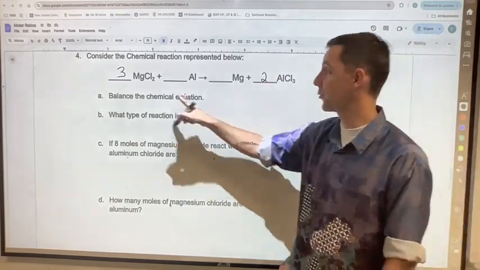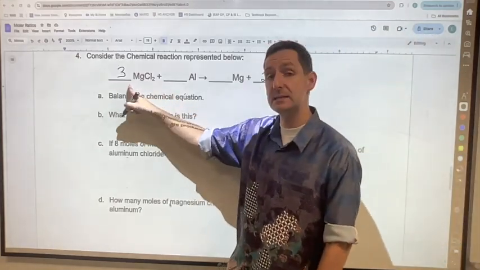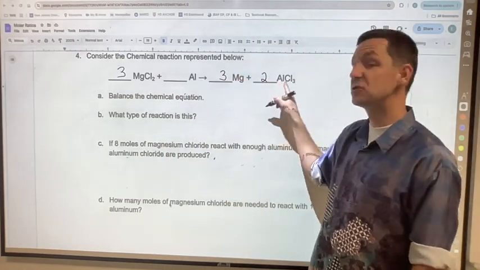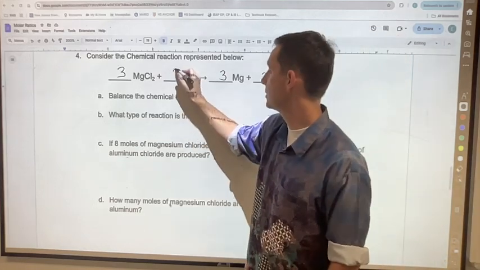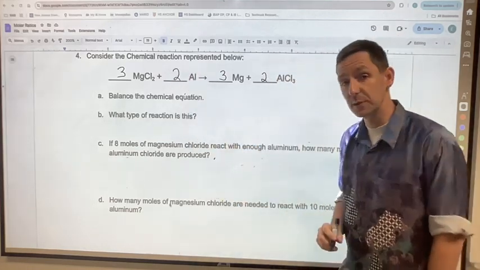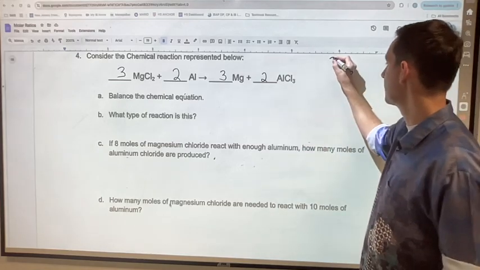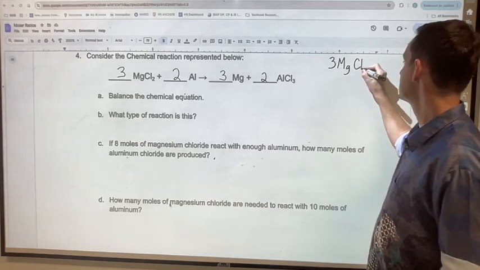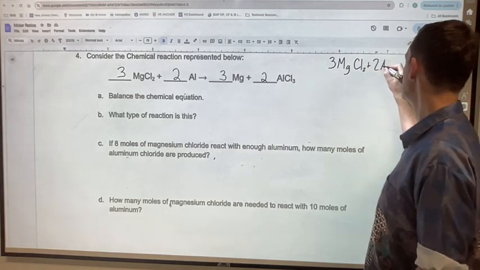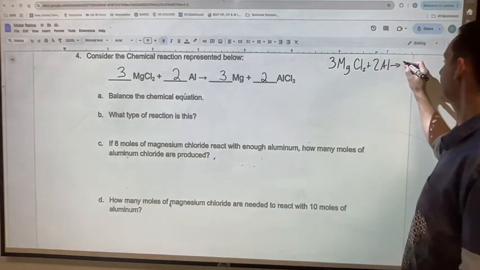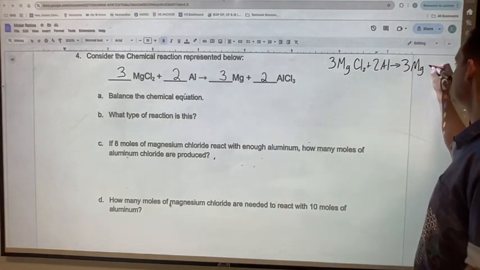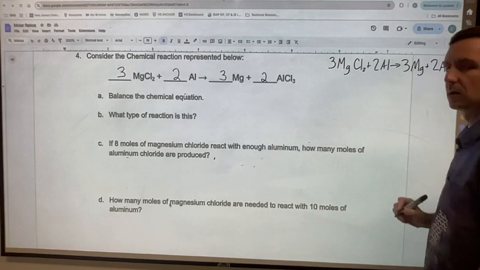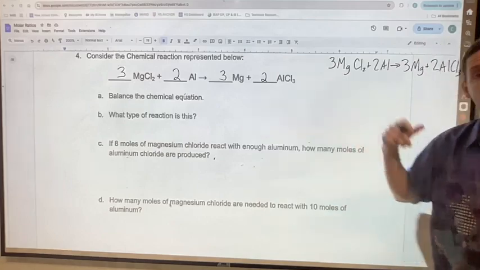Now, of course, that's going to throw off my magnesium. Now I have 3 magnesiums, so I'm going to change this to be 3 magnesiums. And then, of course, I'm going to have 2 aluminums over here, so I'm going to change that to 2 aluminums. Okay, again, I'm going to copy that over because I am probably going to need that later. So 3MgCl2 plus 2Al becomes 3Mg plus 2AlCl3. All right, so we'll come back to that hopefully.